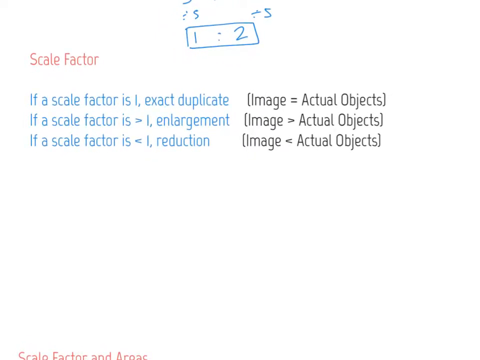So if a scale factor is 1, this means that there is an exact duplicate, so the image is the same as the actual object. If a scale factor is greater than 1, there's an enlargement, so the image is greater than the actual object in real life. If a scale factor is less than 1, there's a reduction, meaning that the image, the representation, is actually smaller than the actual object.